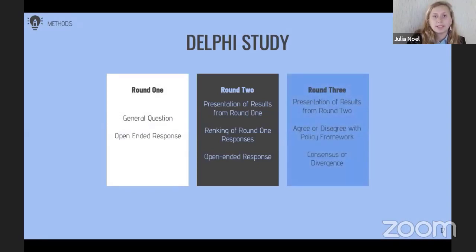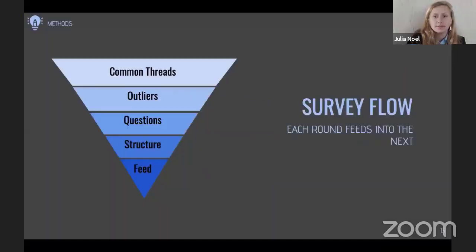In the third round, we presented the results from round 2. We then developed a policy framework based off of our round 2 results and asked them to agree or disagree with this policy framework, if it would lead to productive policy development. From this, they were able to explain whether or not they agreed or disagreed and why. At the end of this round, we achieved consensus or divergence.